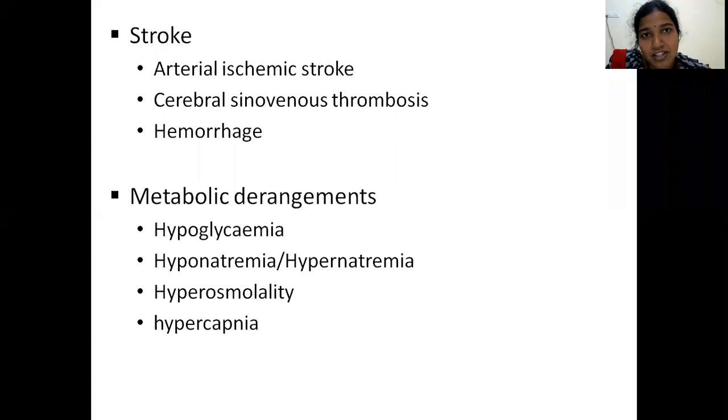Hypoglycemia is very common in the neonatal age group. As we see, a baby is very prone to hypoglycemia after the first 3 hours of life, and continuous feeding should be done. Okay, and hyponatremia is also very common in the neonatal age group.